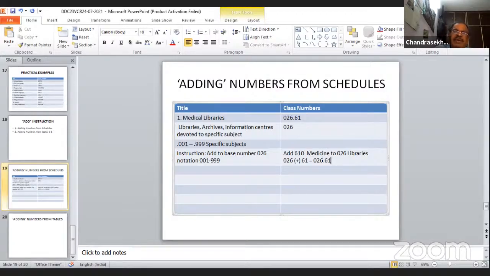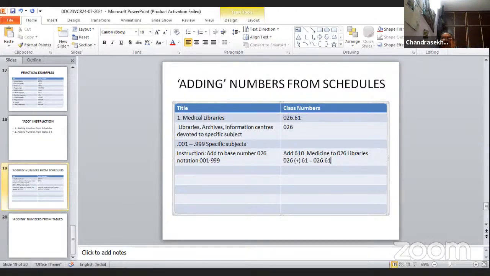For medicine, if it is an independent number, you have to give 610, minimum 3 digits. Compulsorily you have to give 3 digits. But when you are combining with other numbers, the 0 at the end is not significant. So I think you got it.